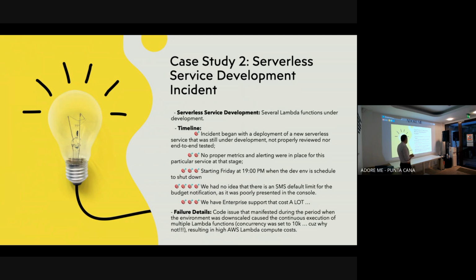The incident began with the deployment of our new serverless service, which was still under development, not properly reviewed. This is important. And not end-to-end tested. This is another important thing to mention. And also it's a good transition to what Alexandru told you about the downscaling of the environment. That was one of our problems. Of course, the developers didn't create the proper metrics and alerting, nor was our DevOps team informed of the new service.